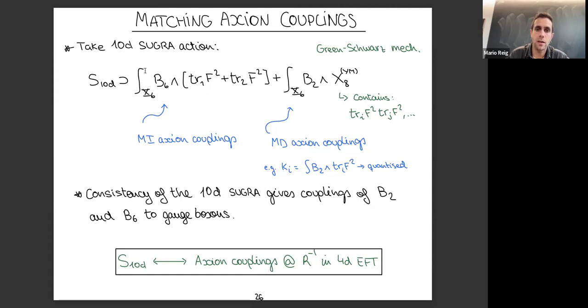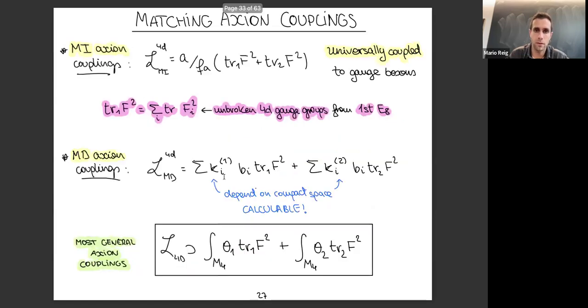So the upshot is that when we integrate these two terms over the compact space, we are going to get axionic couplings in the 4D EFT. So consistency of the theory tells you we have axion couplings in the 4D effective theory. Written in terms of effective Lagrangians, what we get is the effective Lagrangian for the model-independent axion. As I said, now we are in the 4D EFT, so trace 1 F squared turns into the sum of the unbroken 4D gauge groups that come from the first E8. Trace 2 is the same, but with the second E8.